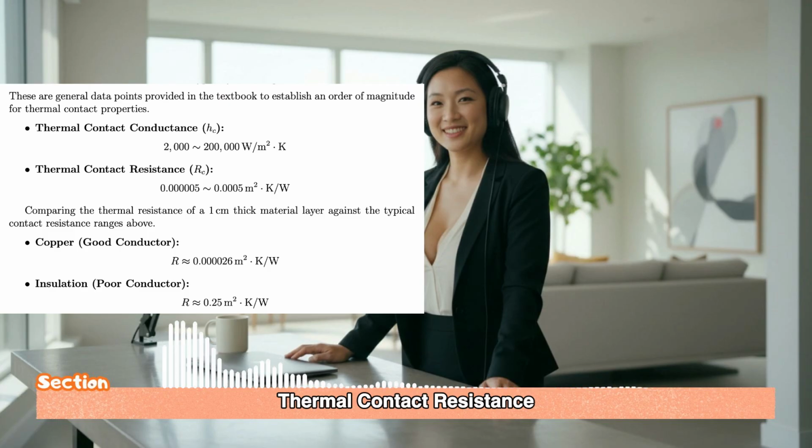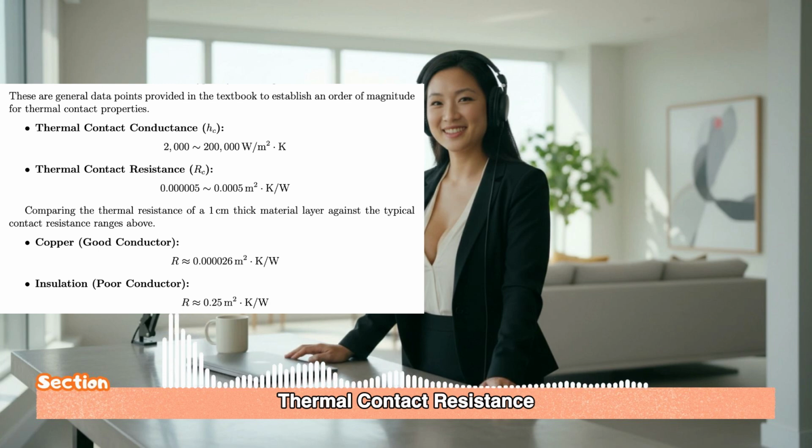Right, so let's compare that range to the resistance of different materials to see when this actually becomes a problem. Let's start with an insulator, a 1 centimeter thick layer of insulation with a K of 0.4. Its thermal resistance is L over K, which is 0.25. Okay, so the insulation's resistance is 0.25. The highest contact resistance is 0.00005. The insulation resistance is thousands of times larger. So in this case, the contact resistance is completely negligible. You just ignore it.